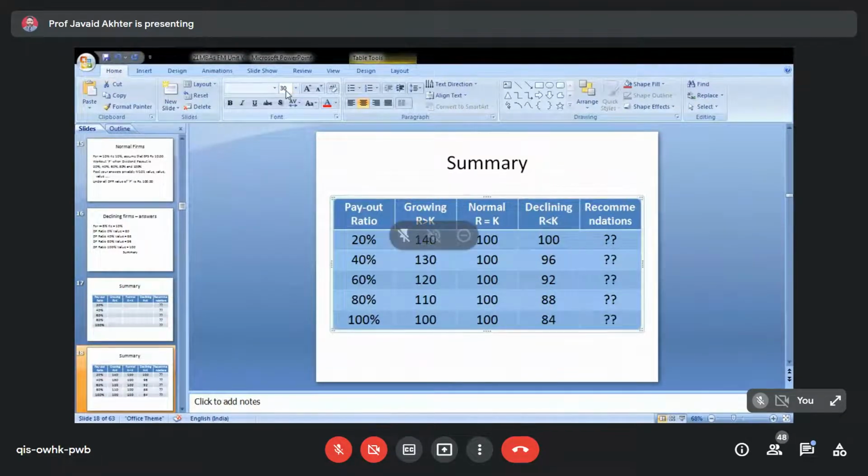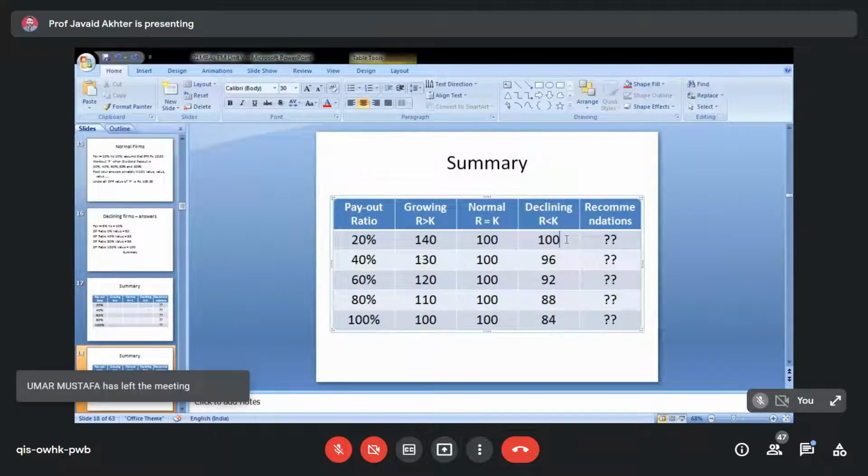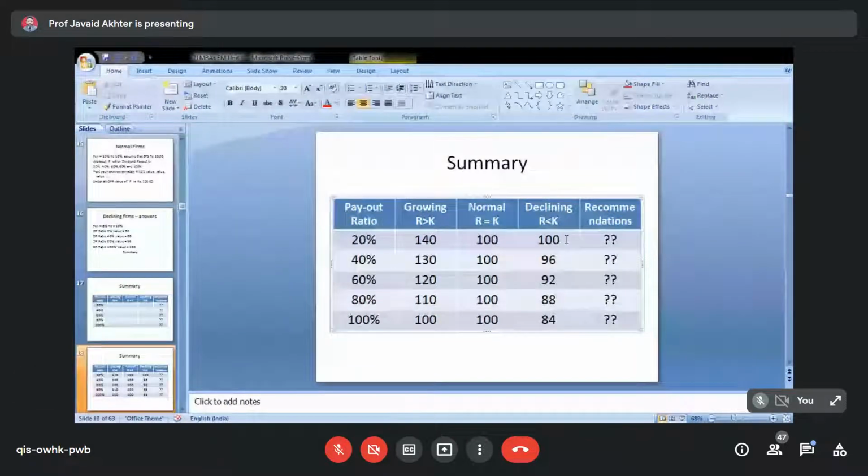Now look at the table very carefully. What is happening in case of a growing firm? It is declining. I am moving the cursor. It is declining. What is happening in case of a normal firm? Neither is it declining nor increasing. What is happening in a declining firm? 100, 96, 92, 88 and 84. In case of declining, share price is also declining. In case of a growing firm, the higher the dividend payout ratio, the lower is the price.